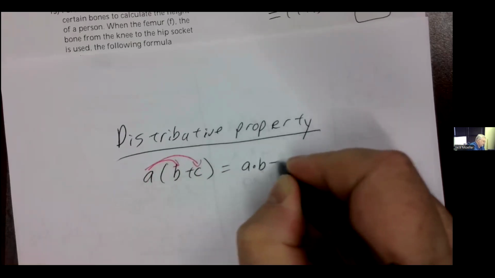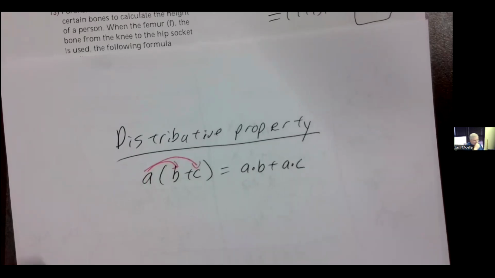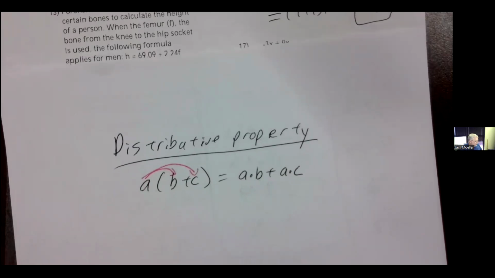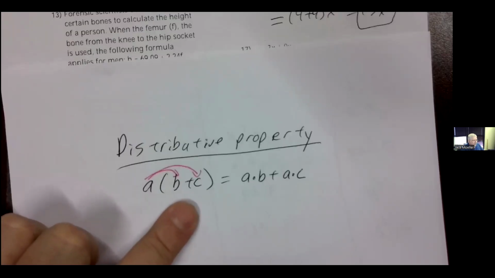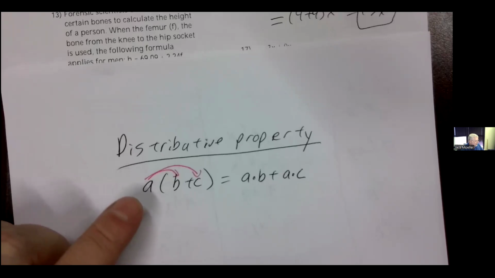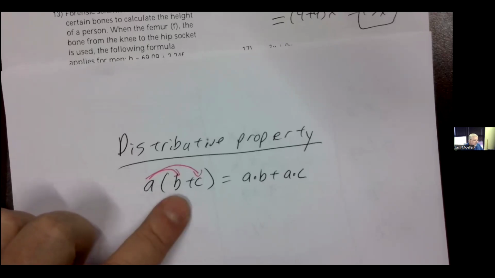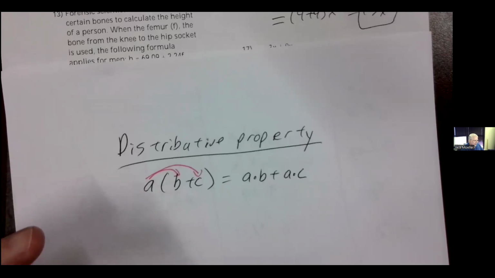We get a times b plus a times c. All right, so up till now, most of our parentheses have been there just for negative signs. Now we're going to have a grouping symbol. And so if you have a number times a grouping symbol, this is when we're going to be doing the distributive property.